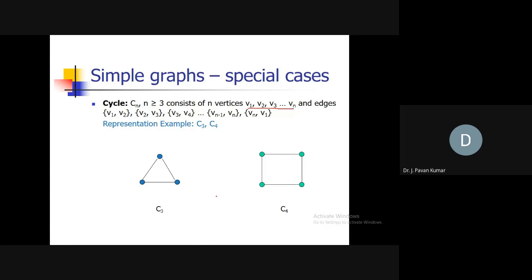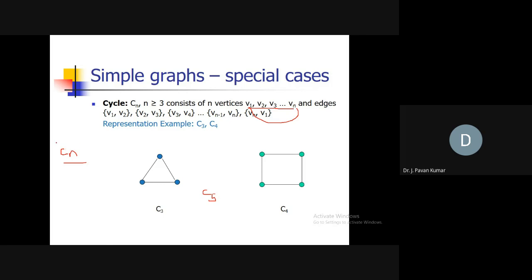Suppose you consider C5. How many vertices will we have in C5? 5 vertices. How many edges? 5. Why? Because from v1 to v2, v2 to v3, like this we will have edges. After reaching vn, from vn to v1 also we will have an edge. So up to vn itself we will have n minus 1, then plus 1. So a total of n edges in the graph Cn.